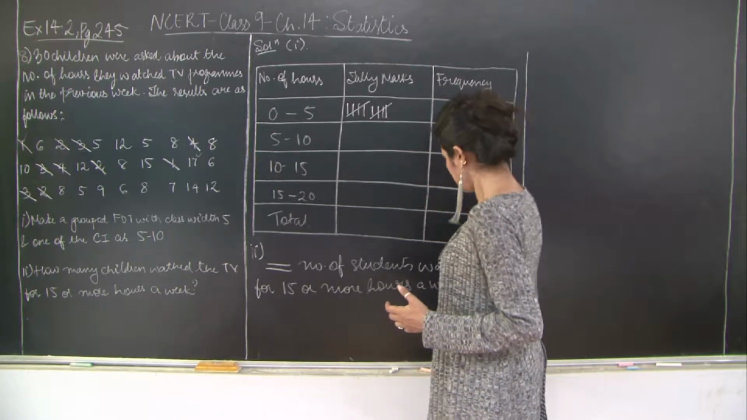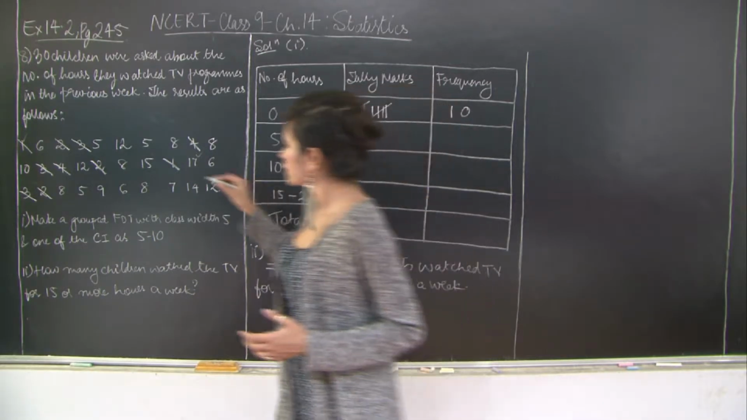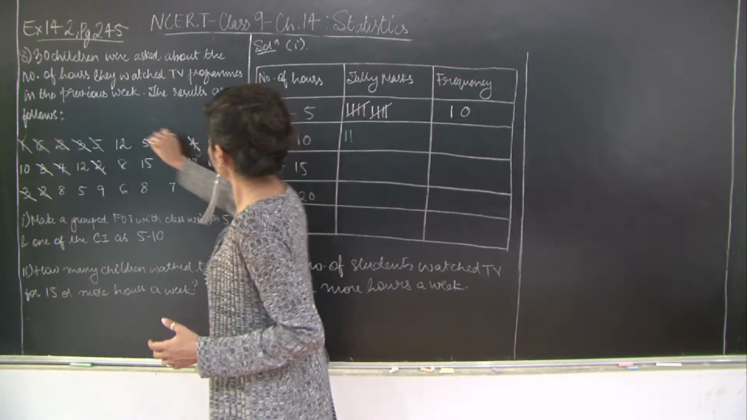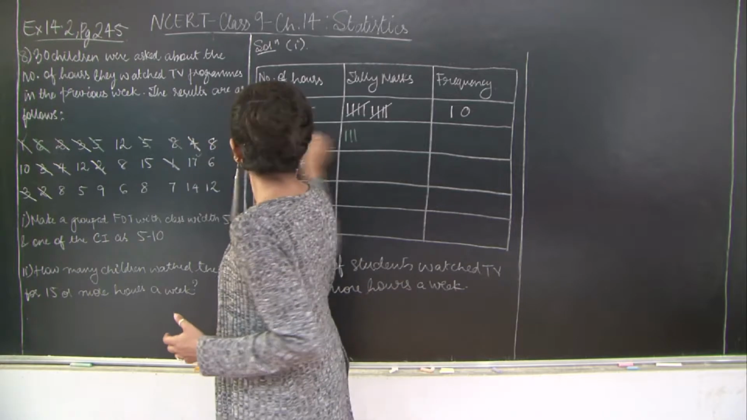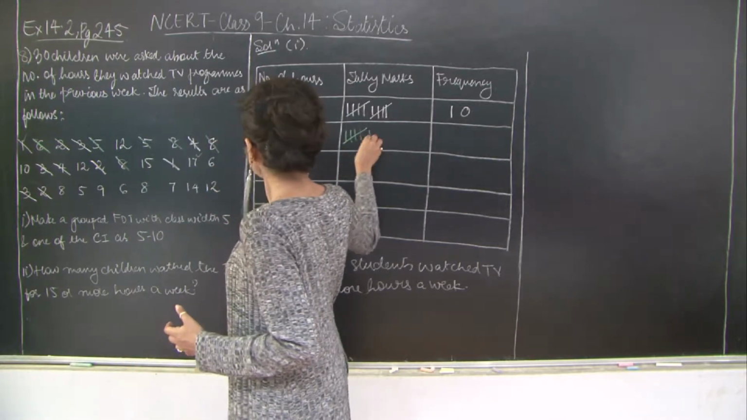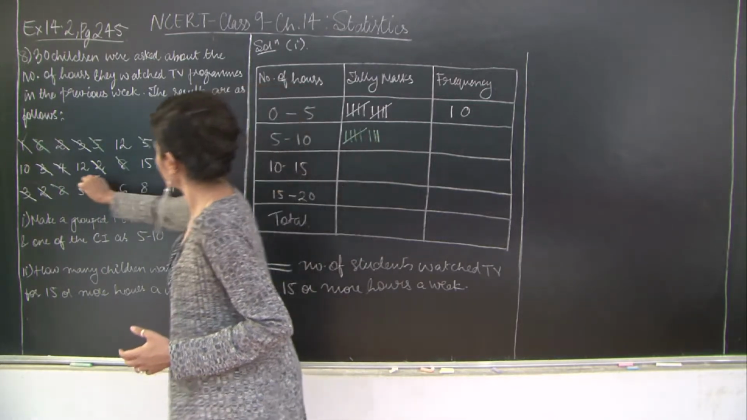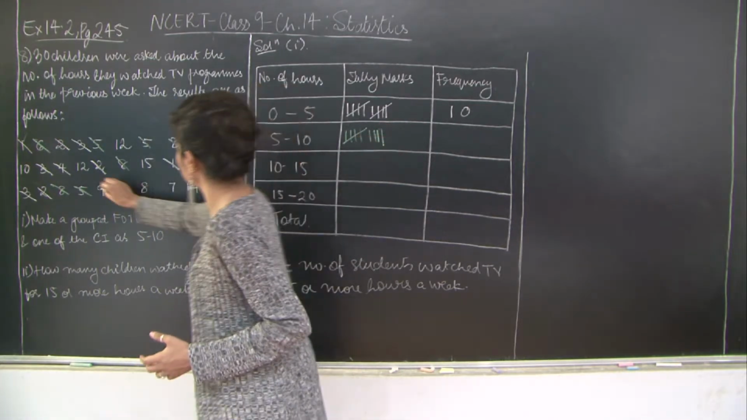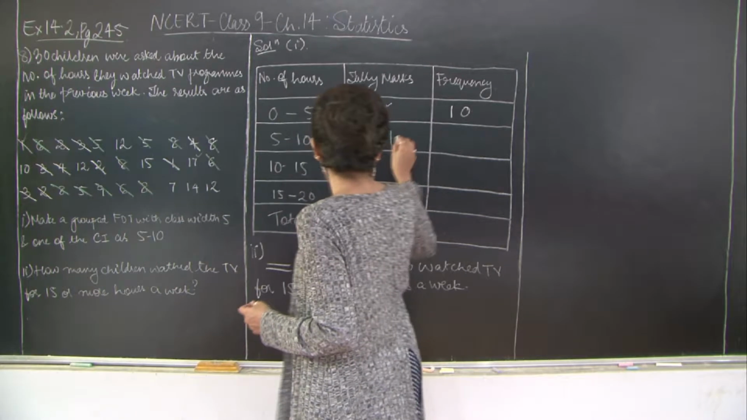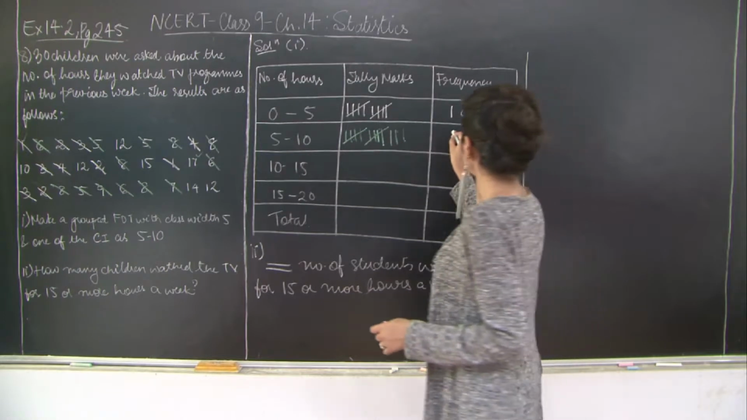Let's move on with the second class interval, that is 5 to 10. So values greater than or equal to 5 and less than 10. So I have 1, 2, 3, 4, 5. Then another 1, 2, 3, 4, 5. Then again 1, 2, 3. So 5 plus 5, 10 plus 3, 13.